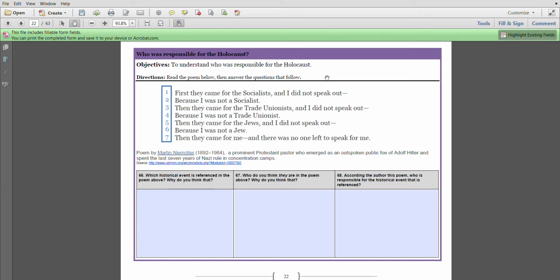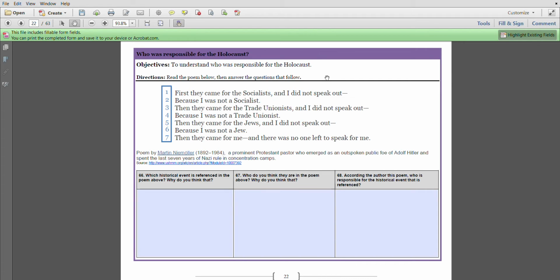First they came for the socialists, and I did not speak out, because I was not a socialist. Then they came for the trade unionists, and I did not speak out, because I was not a trade unionist. Then they came for the Jews, and I did not speak out, because I was not a Jew. Then they came for me, and there was no one left to speak for me.